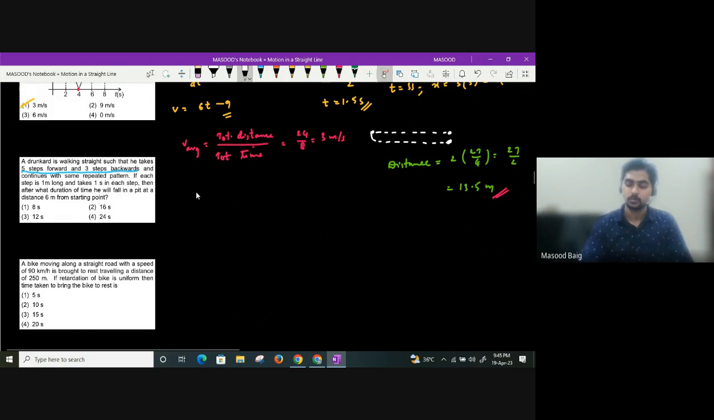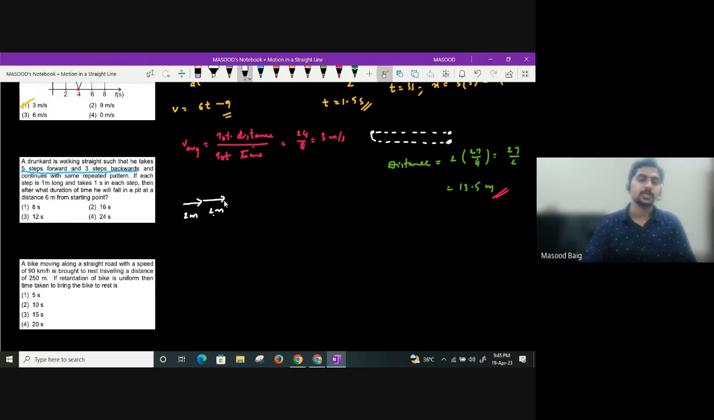Okay. So what will I get first? For the first 8 seconds, he will travel how much distance? 2 meters. Again, in the next 8 seconds, he has to fall at 6 meters from the starting point, guys. So he will travel 5 meters again, then come back 3. So again he gets 2 meters, which makes 4 meters.